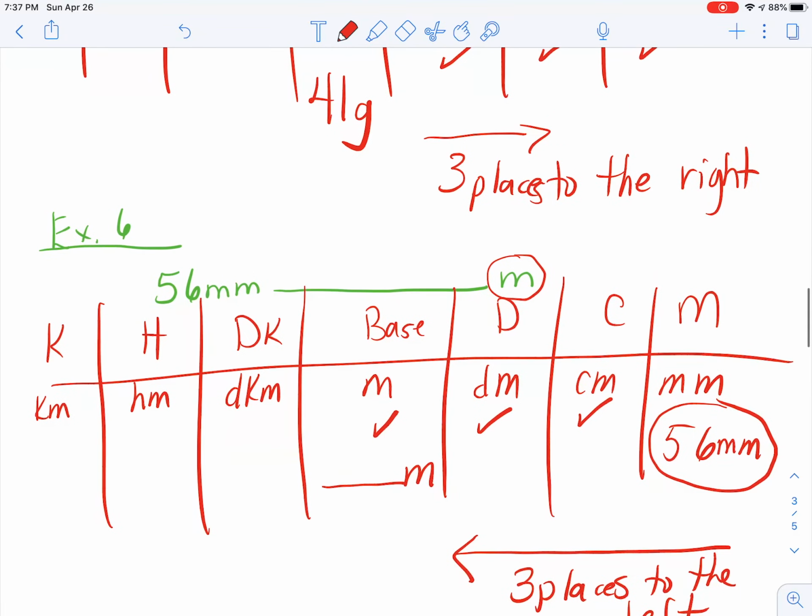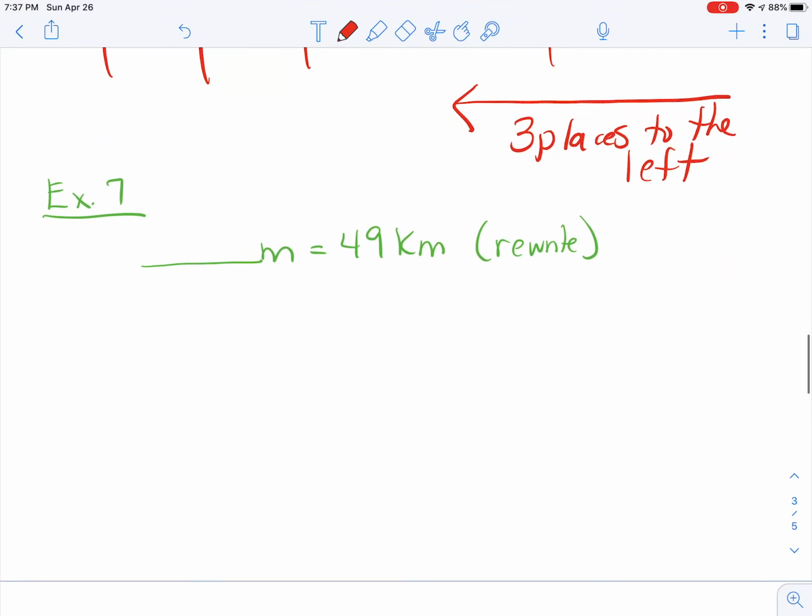So if I have 56, don't see a decimal. It's got to be at the end. 3 places to the left. 1, 2, 3. So now my decimal's not there, but it's here. I have to put that decimal because that's 56 thousandths. If I don't put that decimal there, it's going to be just 56. And there's a big difference between 56 and 56 thousandths.